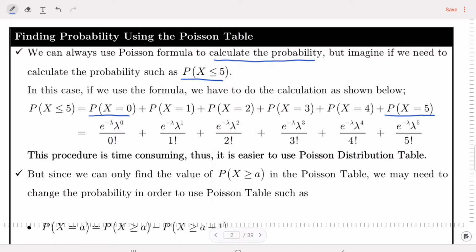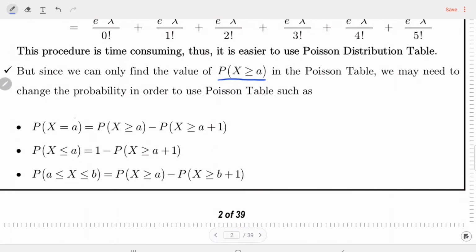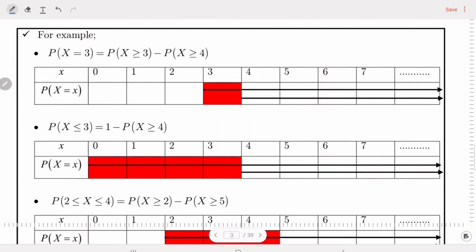But since we can only find the value of P(X ≥ a) in the Poisson table, we may need to change the probability in order to use the Poisson table. When we need to find P(X = a), we calculate it as P(X ≥ a) minus P(X ≥ a+1). For P(X ≤ a), it is equal to 1 minus P(X ≥ a+1). And for probability from a to b, it is equal to P(X ≥ a) minus P(X ≥ b+1).